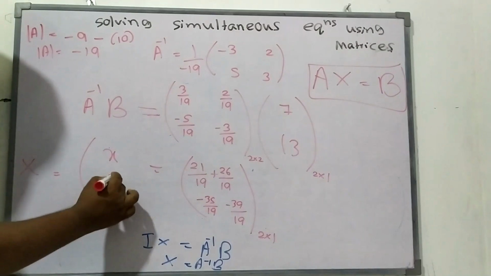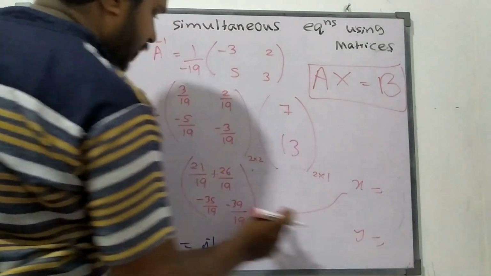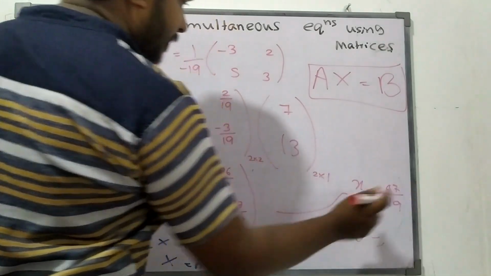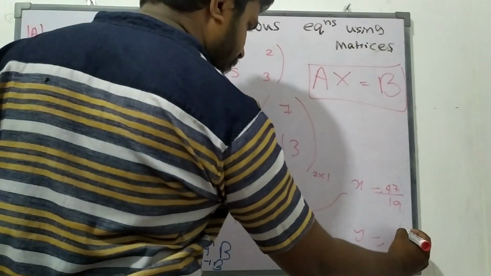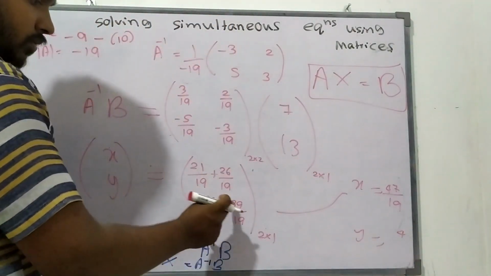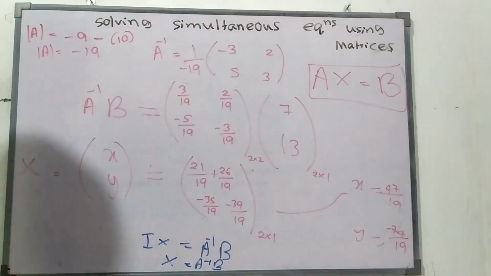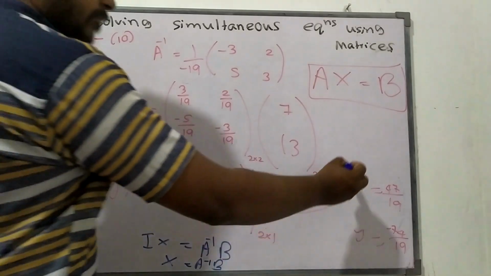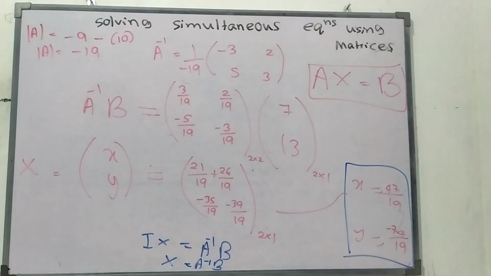So X means X and Y. Therefore, X and Y will be 47/19. So these are the answers of x and y. Always you have to follow this Ax equal B method.